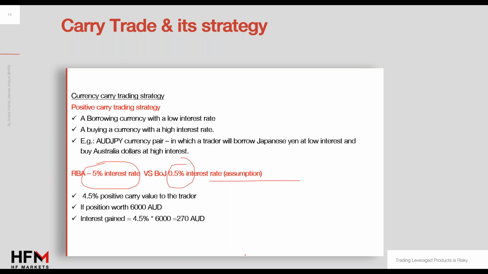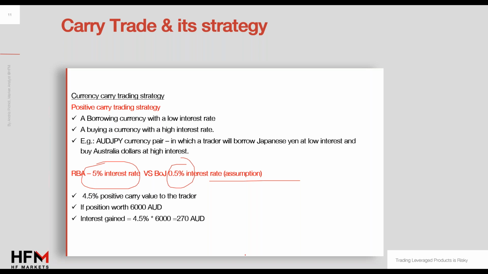Perfect. So this means that the currency pair has a positive or negative carry trade. Is it a positive carry value to the trader or a negative carry value to the trader? Anyone? Come on, it's easy. It's pretty, pretty easy. So that's a positive carry value to the trader.